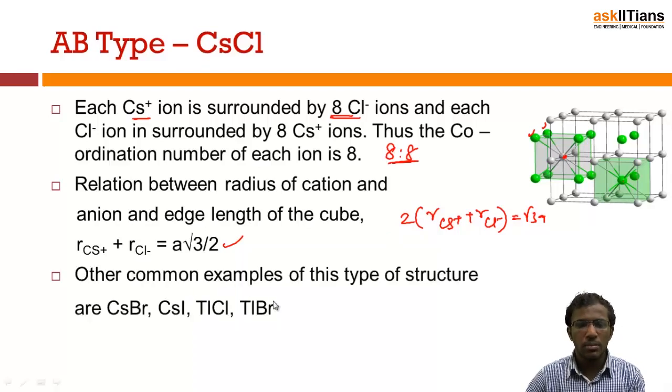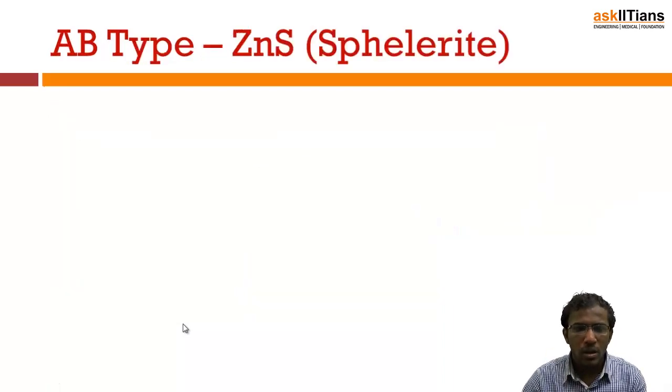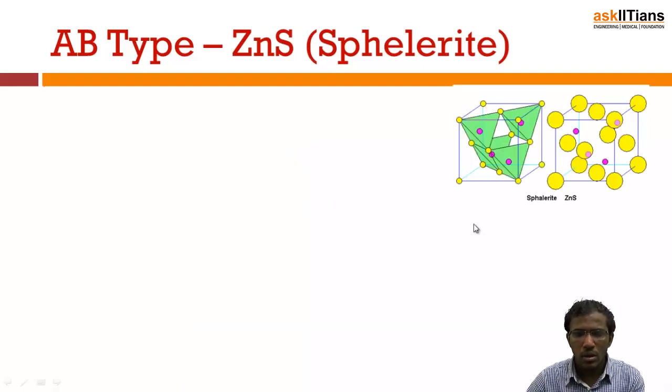So other common examples of this type of structure are cesium bromide, cesium iodide, where the cation should be bigger in size as compared to the anion. Okay, so next is zinc sulfide, which is the other important structure which is very commonly asked in exams. Zinc sulfide has 2 forms. So first we'll discuss the sphalerite structure, and then we'll go to the wurtzite structure. So first is sphalerite. Yeah, this is a more or less very easy structure as compared to the other one.